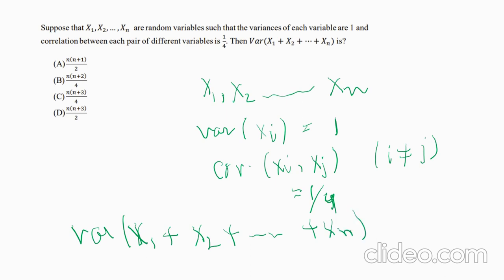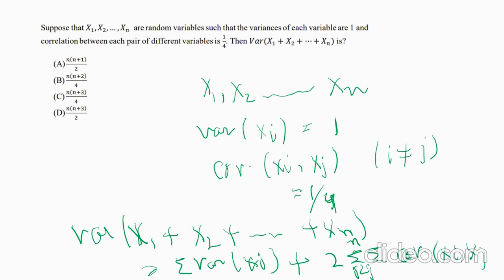Now what is this? This is the variance of summation xi, plus 2 summation, over i less than j up to n, of covariance of xi comma xj. Now this we want to find.